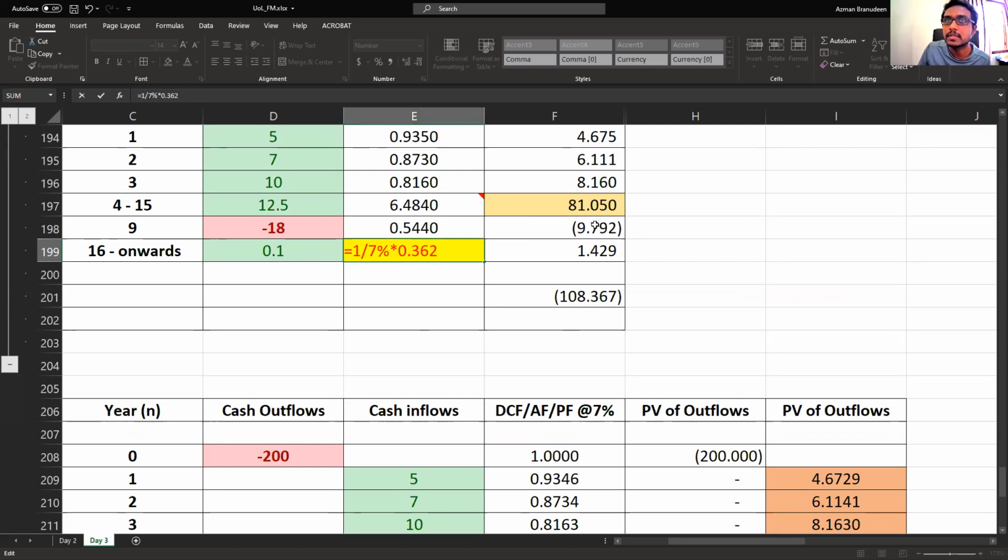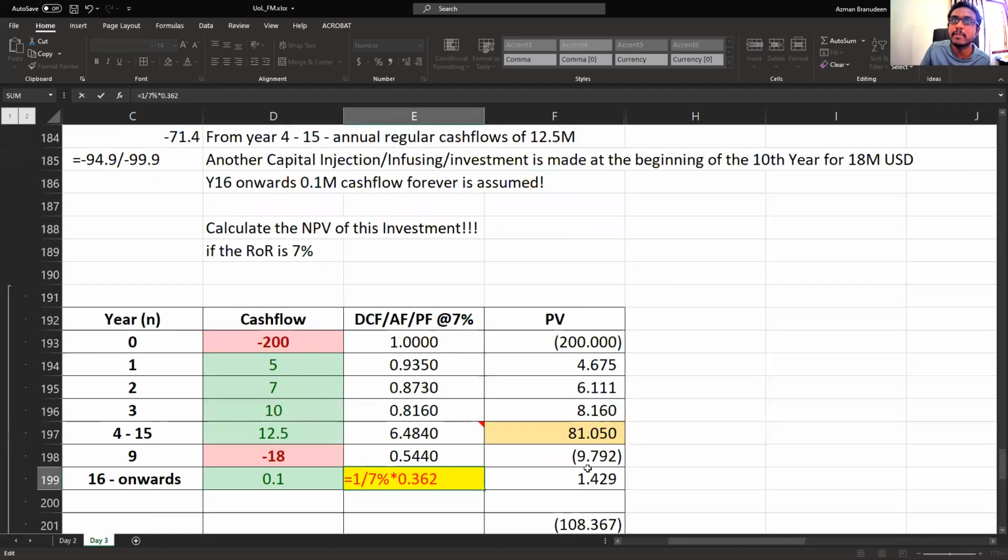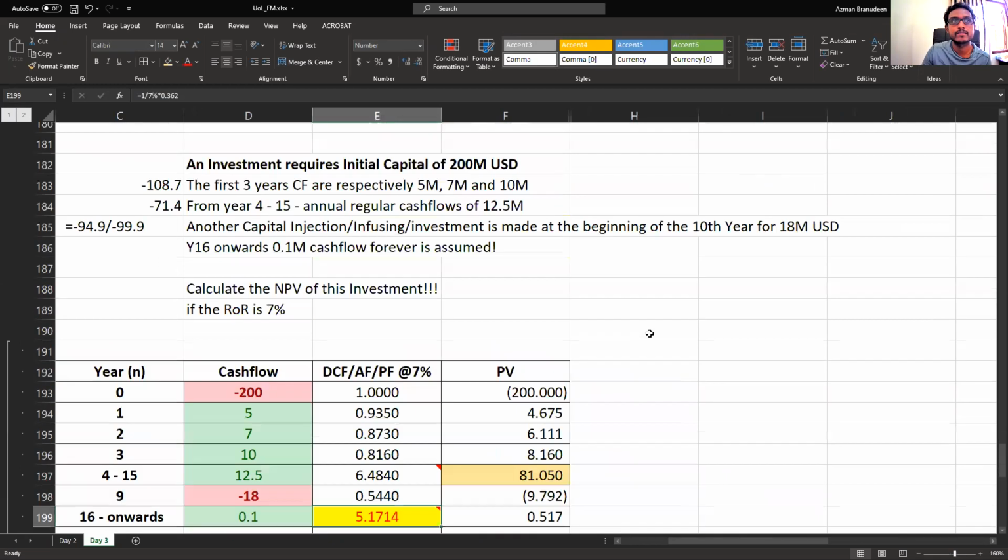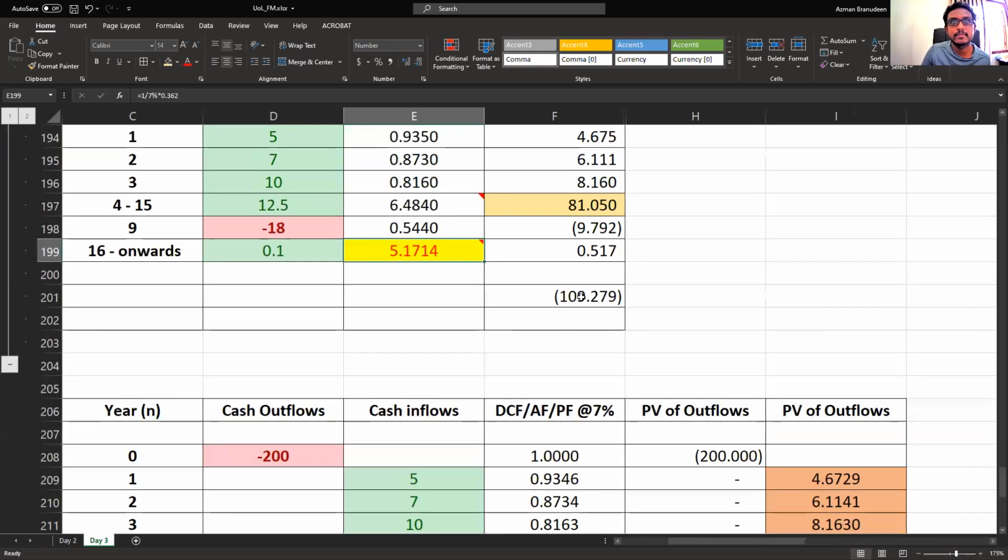By doing so, the 1.429 will be brought back to its present value terms, to its actual present value terms of 0.517. I got that.